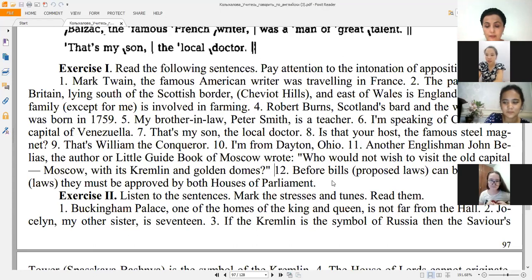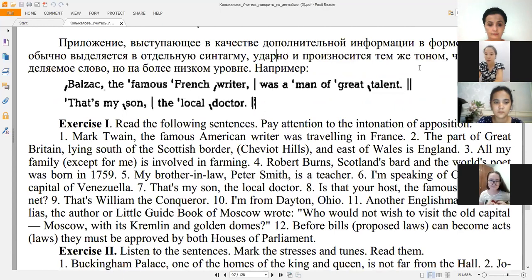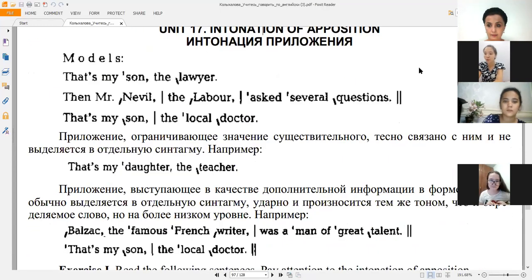Another Englishman, John Bellius, the author of Little Guidebook of Moscow, wrote: Who would not wish to visit the old capital Moscow with its Kremlin and gold domes?